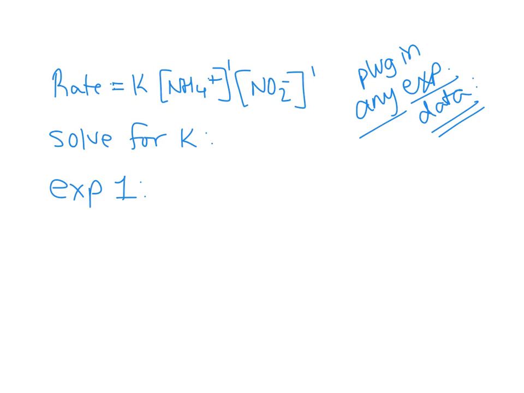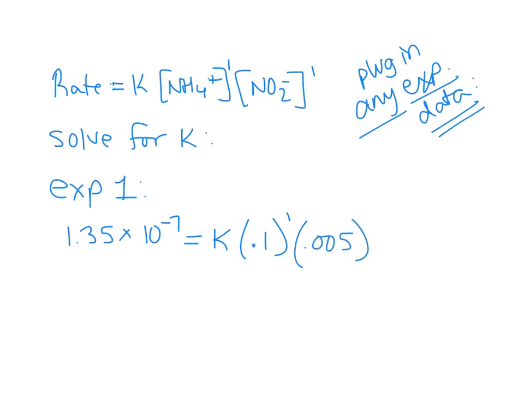So the rate for experiment number 1 was 1.35 times 10 to the negative 7, and I don't know k, that's what I'm looking for to solve. The concentration of NH4 plus was 0.1 to the first power. The concentration of NO2 minus is 0.005, also to the first power. So then we can solve for k. Solving for k here gives me an answer of 2.7 times 10 to the negative 4.